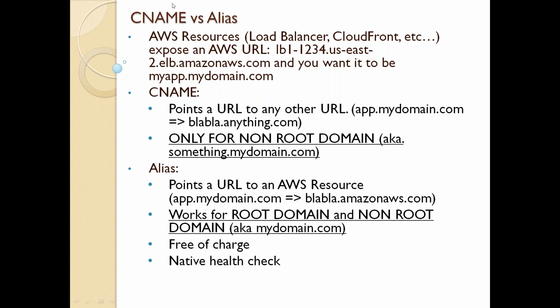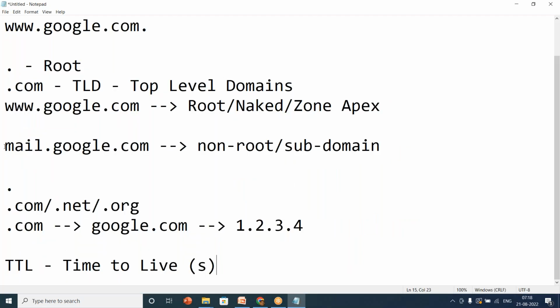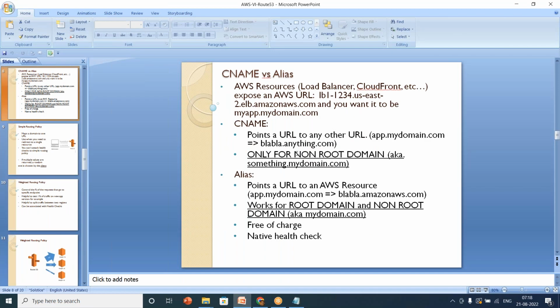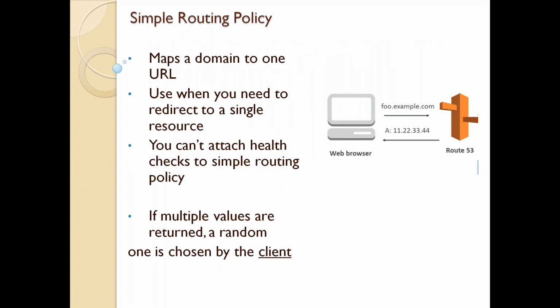But the only thing to keep in mind is that this can be used only for a non-root domain. What do I mean by non-root domain? I can only map this to mail.google.com. I cannot map it to the root domain like google.com. So CNAME is always used only for non-root domain, whereas your alias works for both root domain and non-root domain, and it points the URL to an AWS resource. It's free of charge, and you get a native health check for your alias records. You have to pay some money for the CNAME record, but for the alias record, it's always free of charge.